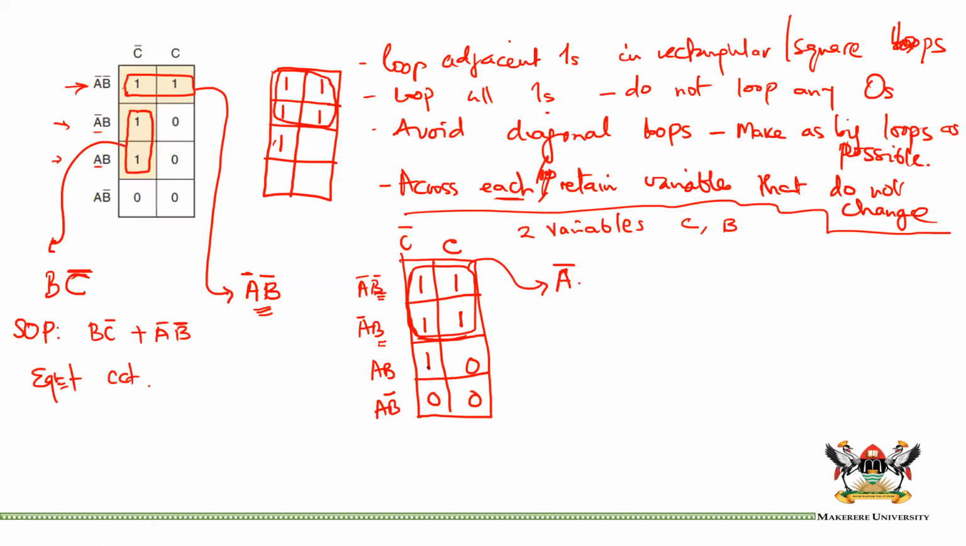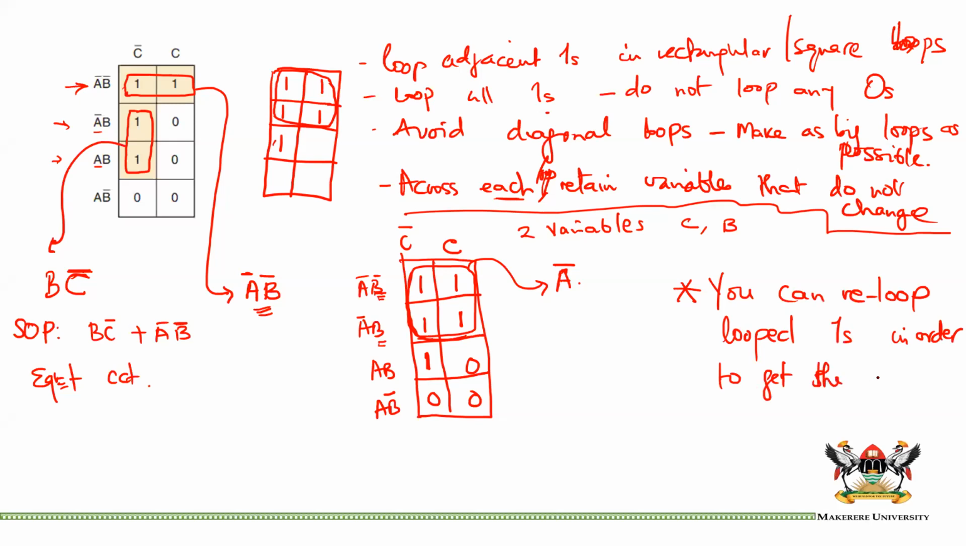So for instance, here, we have a 1 here. Now, this is the other thing I want to say, and this is very important. You can re-loop looped ones in order to get the simplest expression, but each loop must have at least one that is not yet looped. So there are too many rules, but actually in the working, it's quite easy. So we have this one, it is not yet looped. We must loop it. We cannot loop it with these zeros, but we shouldn't loop it alone.